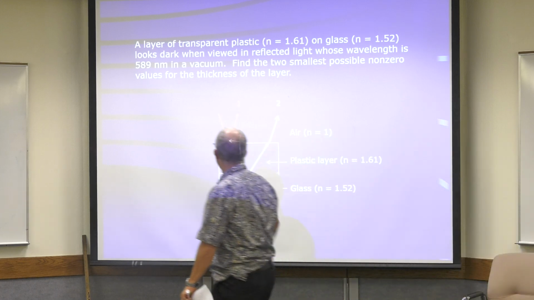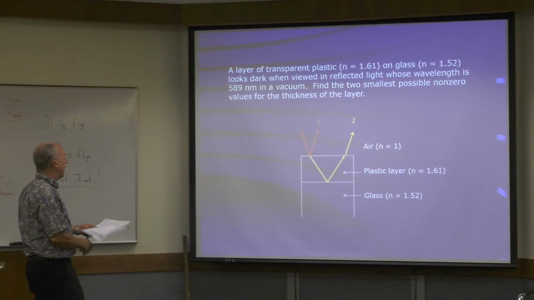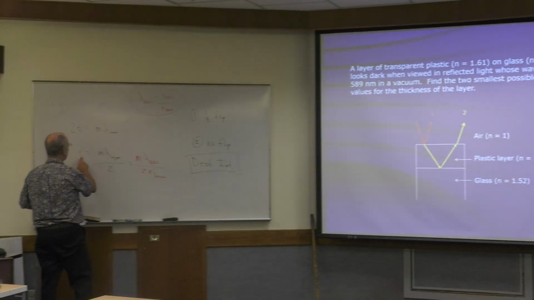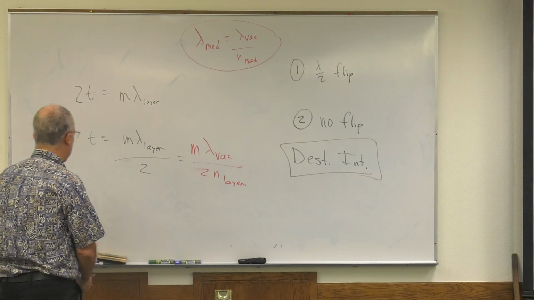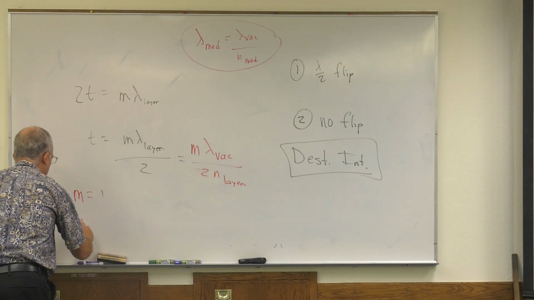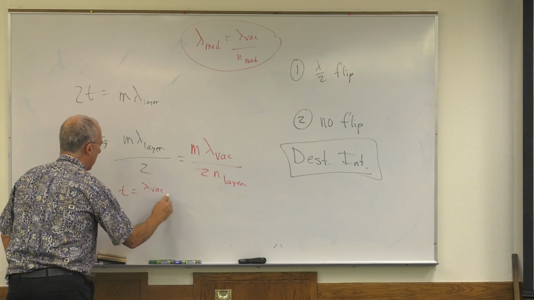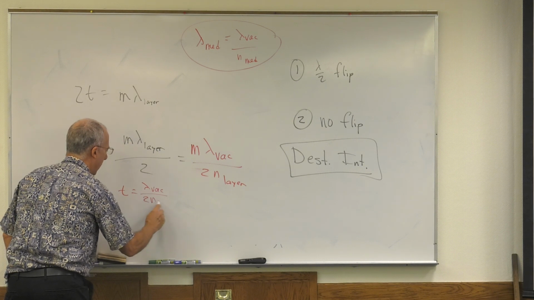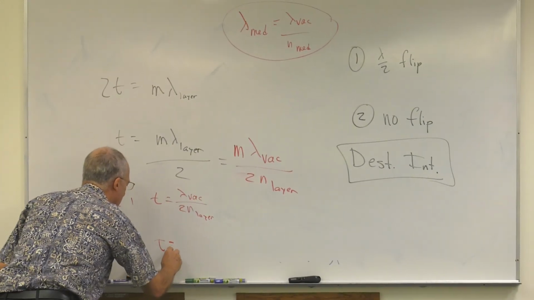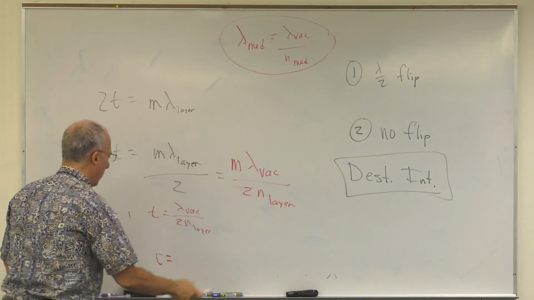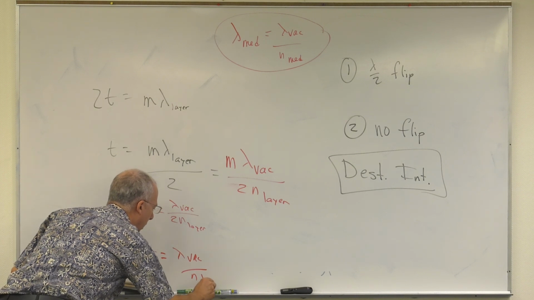Now notice it says find the 2 smallest possible non-zero values for the thickness. So here's our equation. The thickness is m lambda vac over 2n layer. We want the 2 smallest, so that's m equals 1 and m equals 2. For m equals 1, the thickness is lambda vac over 2n layer. And for m equals 2, the thickness is 2 divided by 2, which is 1, so just lambda vac over n layer.